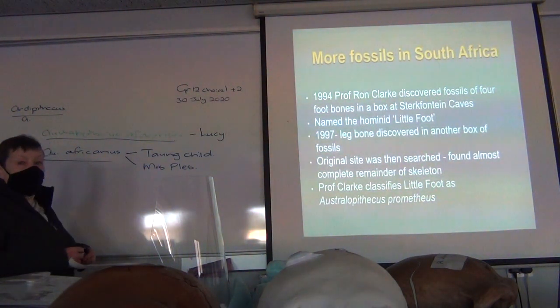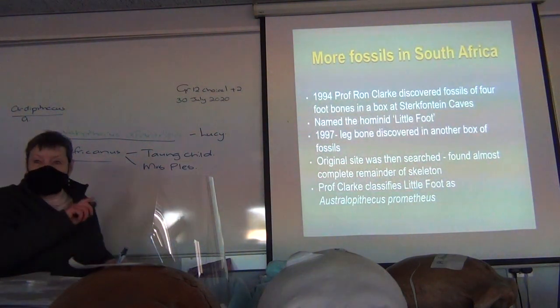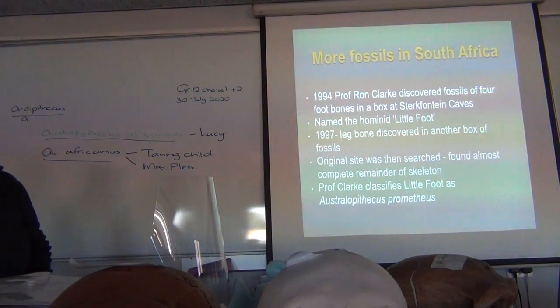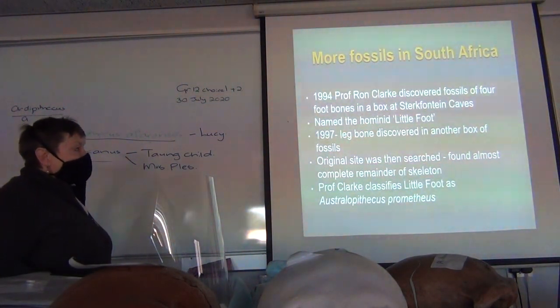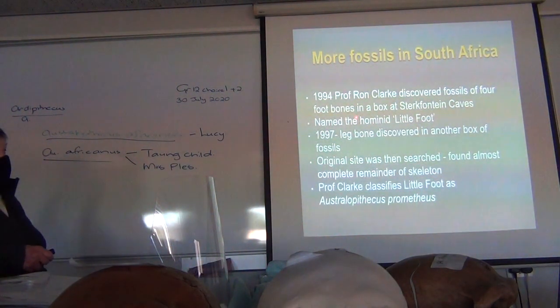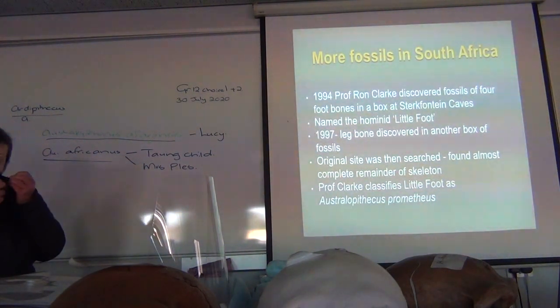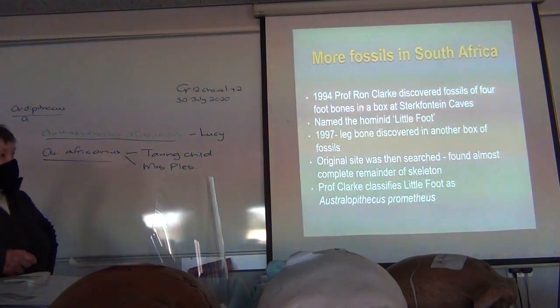And then this one is a very interesting, very controversial find. But a very interesting story. And so the story goes, there is a professor at Wits. I think he might have retired now, but anyway, he might be an emeritus. Professor Ron Clarke, and in 1994, he was going through a box of foot bones, fossilized foot bones, from Sterkfontein Caves. And he found four little fossil bones that were clearly foot bones, but when he looked at them, he said that they fitted together, and he called the hominid from which they came Little Foot, because they were tiny foot bones.